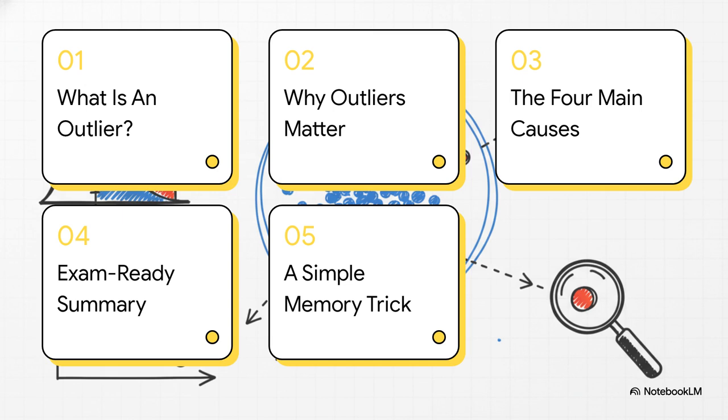First, we'll get a solid definition of what an outlier actually is. Then, we'll dig into why you should even care about them. After that, we're going to look at the four main causes. I'll give you a perfect, exam-ready summary. And finally, a super simple memory trick to help you remember it all.